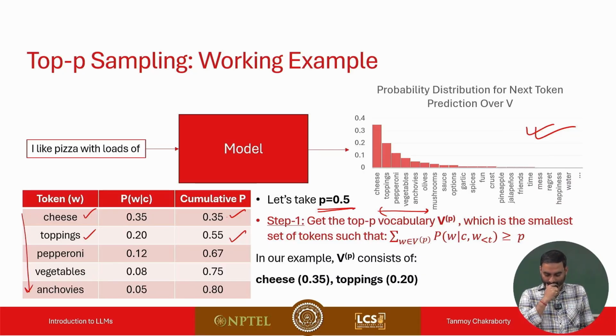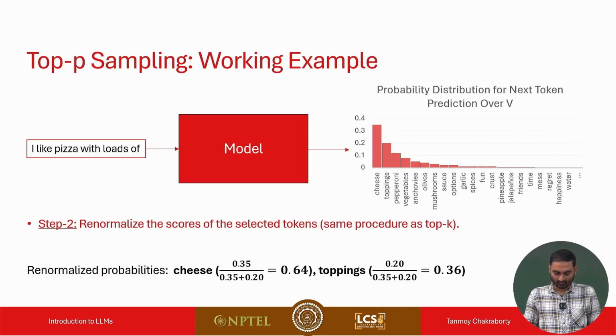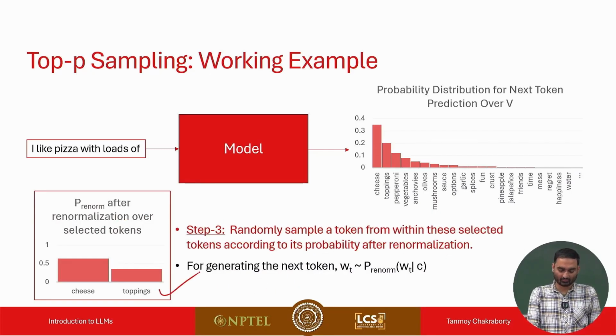It means the threshold is 0.5. If I choose this and this, the sum of the probability would cross 0.5. I will essentially choose 0.35 and 0.2, and that would exhaust my total probability budget. Then I take these two words' probabilities, renormalize them, and do random sampling. So in this case, cheese and toppings would be enough. This is the renormalized probability, and then we do random sampling.